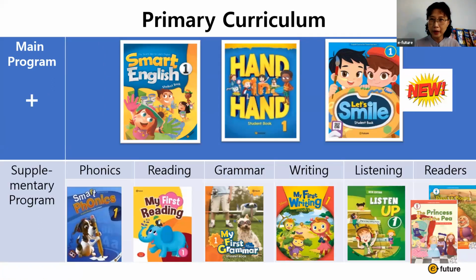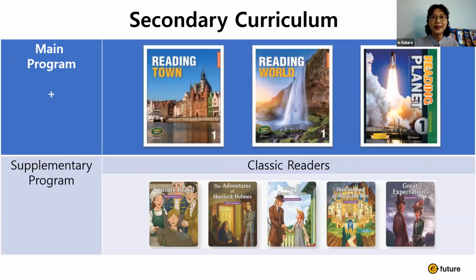And then we have primary curriculum. We have the main programs, Smart English, Hand in Hand, and Let's Smile. Let's Smile is our new course book series. We also have supplementary programs that go together with the main program: phonics, reading, grammar, writing, listening, and readers. And we have secondary curriculum, Reading Town, Reading World, Reading Planet. These are the main programs for secondary level. And of course, we have the readers, classic readers for secondary level.